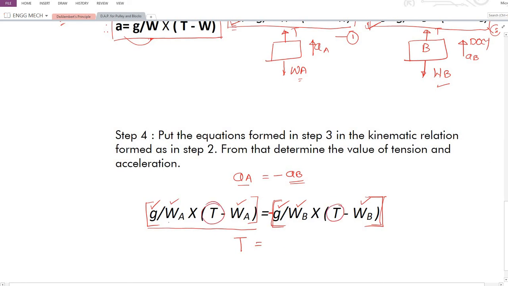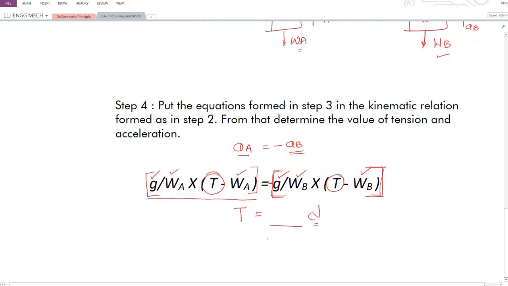Once you input this statement in your calculator and calculate it, you will be able to find the value of T in Newton. Then after calculating the value of T, you can put it in equations 1 and 2 so as to calculate the values of A_A and A_B. The values will be in units of meter per second square.